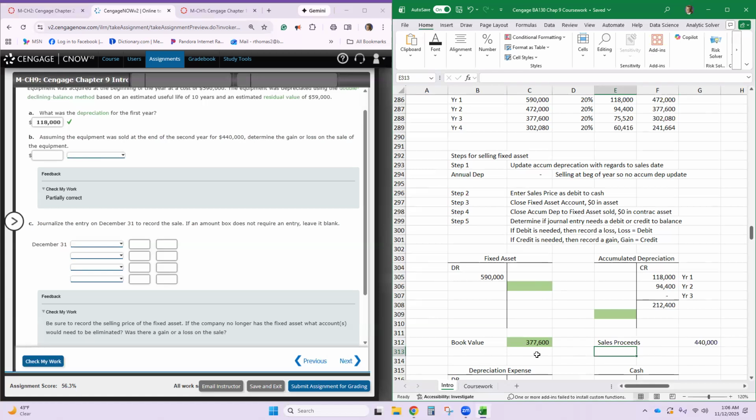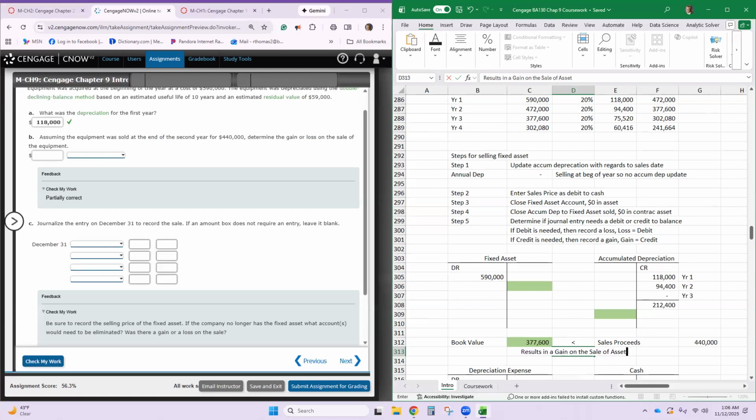And so here's what's going to happen. The book value is less than the sales proceeds, right? So here's the rule: when the book value is smaller than the sales proceeds, you're going to have a gain. I'll show you how this will work. So it results in a gain, a gain on the sale of the asset.